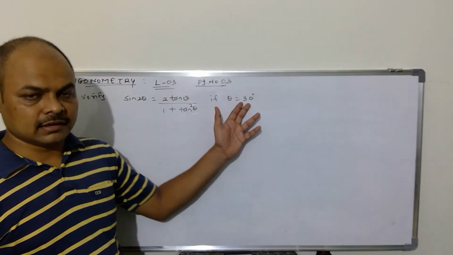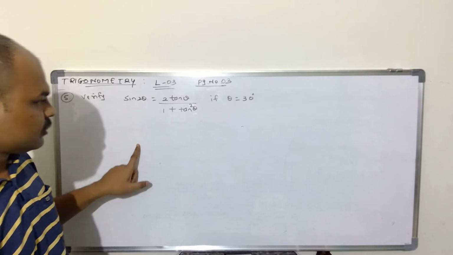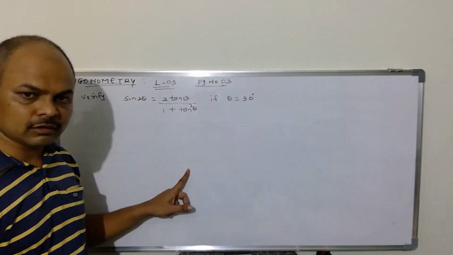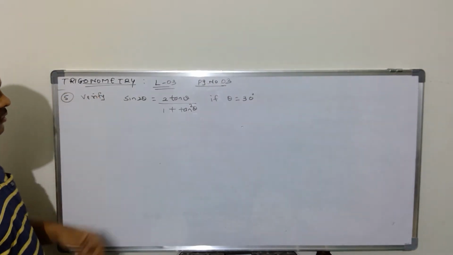The given angle is 30 degree, right? So you put this 30 degree on the left hand side and solve. You put this 30 degree on the right hand side and solve, and show that both the answers are equal. Got it? Let's do it.